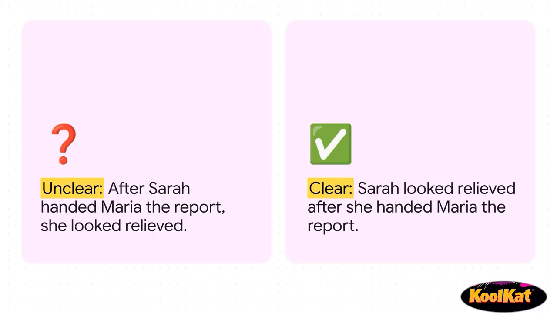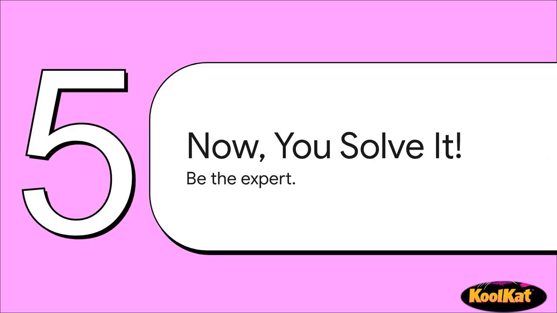So how do we fix it? What does a good sentence look like? Well, on the left is our broken version, and on the right, here's a possible fix. Sarah looked relieved after she handed Maria the report. See that? Now it is perfectly clear. There is 0 doubt. We know for a fact that Sarah is the one who was relieved. That's the kind of crystal clear writing the GED is looking for. Okay, you've seen the problem, you've got the 3-step strategy, and we just walked through an example.